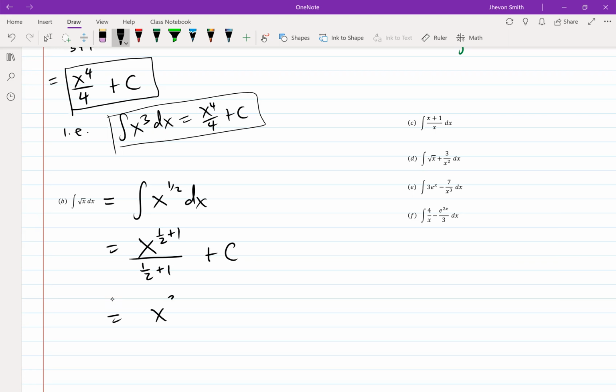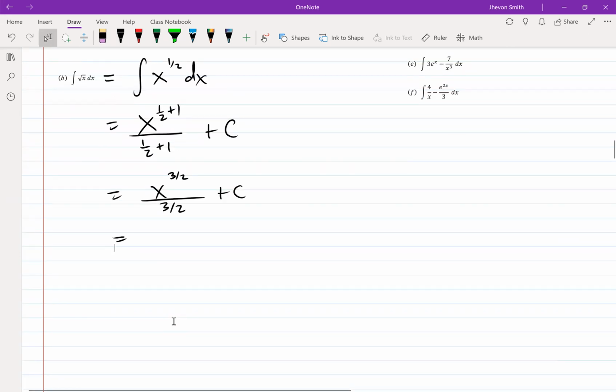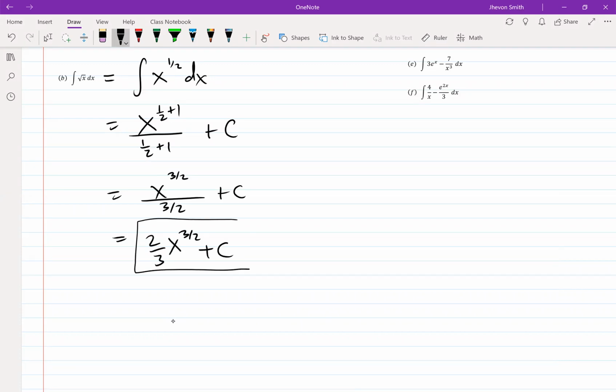So this is going to be x to the 3/2 over 3/2 plus c. Now, of course, keep, change, flip, all that good stuff. To divide by a fraction means to multiply by its reciprocal. So it's 2/3 x to the 3/2 plus c. And that, ladies and gentlemen, is the antiderivative of the square root of x.